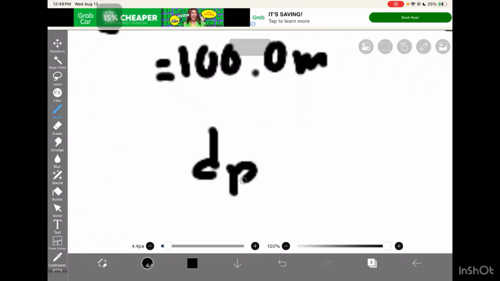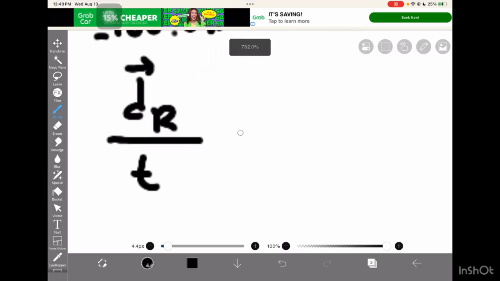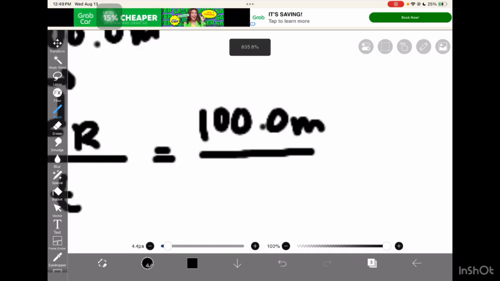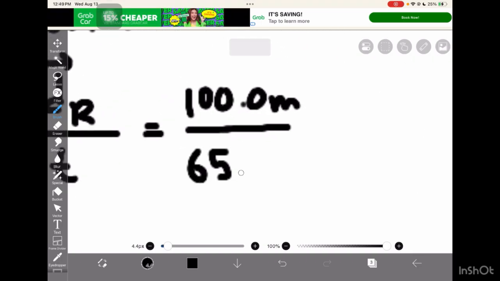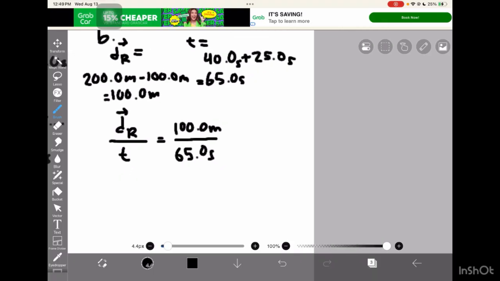All right. Now we can calculate once again. D sub r over t is equal to 100.0 meters over 65.0 seconds. Let's put that in the calculator.